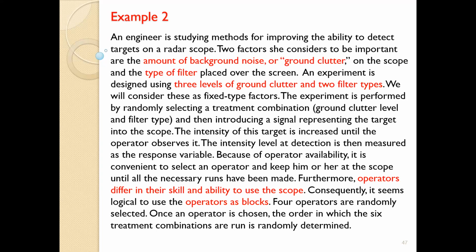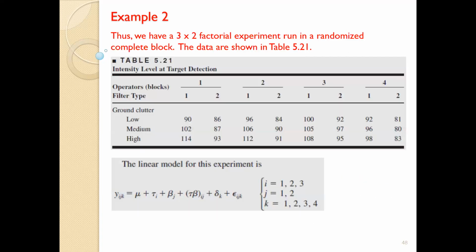For this we separate them as independent. We consider each operator as a block, like block 1, block 2, block 3. For this case, we have 4 operators. Each operator has the same filter type and ground cluster, the same condition, but a different operator: operator 1, operator 2, operator 3, operator 4.